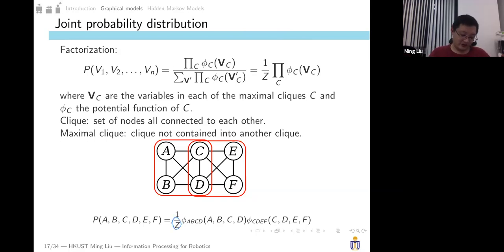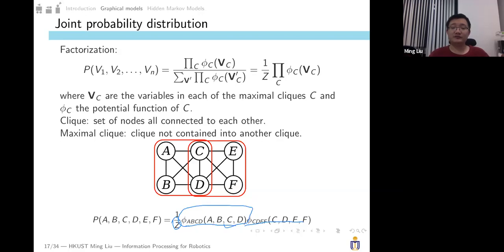And then the joint distribution over ABCDEF will be the product of the two potential functions. Later I'll give you an example of the joint distribution of this potential function. But before that example, we should look at some of the problems. If you want to define a clique, let's say the potential function over maximal clique ABCD, then I need to consider the states of the 4 random variables ABCD at the same time.